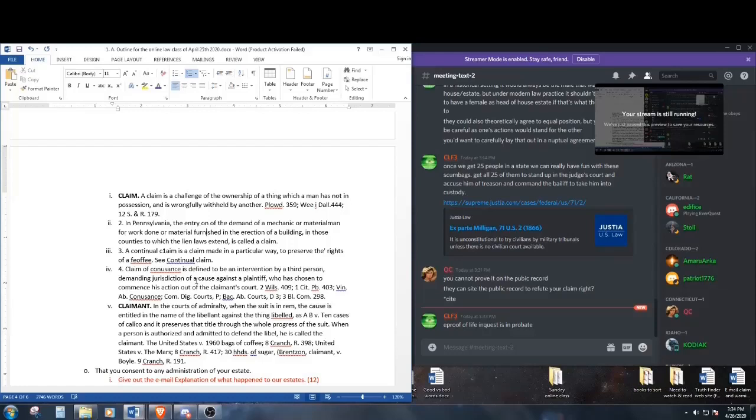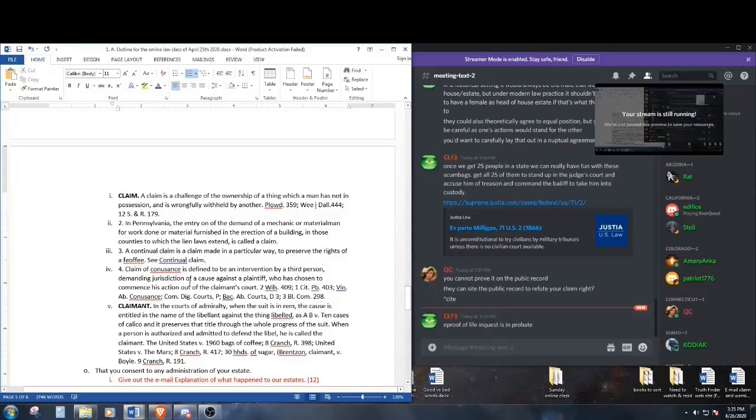So you're making a proper claim. So to continue here, in Pennsylvania, the entry of the demand of a mechanic or material man for work done or material furnished in the erection of a building in those counties to which the lien was extended is called a claim. A continual claim is a claim made in a particular way to preserve the rights of a feoffee. Now, this is an aspect of it being under feudalism.